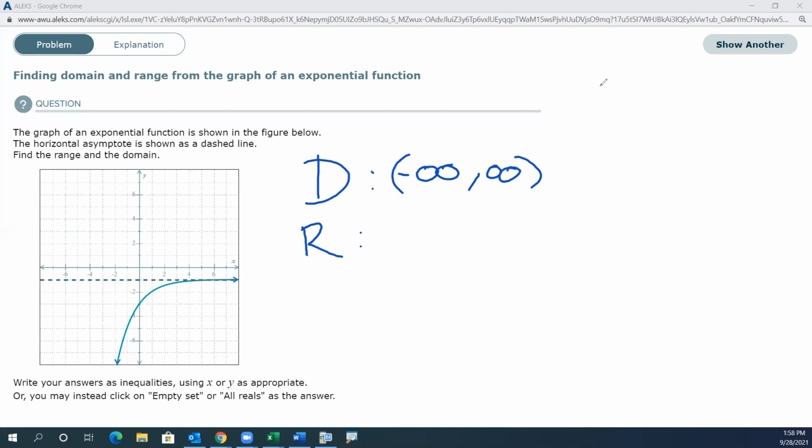And then for the range, let's see, the range is all the y values being used. Well, we're certainly not using any of these y values. In fact, we're only using y values from -1 on down. Those are the heights that we're using. So it looks like all y values that are less than -1, or -infinity to -1. And that's kind of it. It's just like domain and range for any problem from the graph.